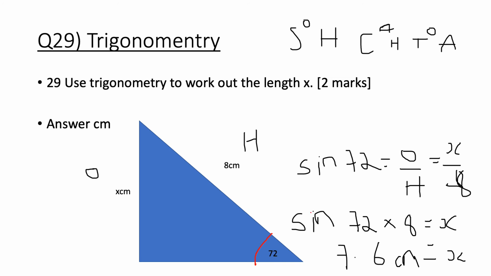Sine 72 times 8 is equal to x. X is equal to 7.6 centimeters to 1 decimal place. So that is my answer to question number 29, guys. Make sure that you remember this for your exam. SOHCAHTOA: sine is opposite over hypotenuse, cosine is adjacent over hypotenuse, and tan is opposite over adjacent.